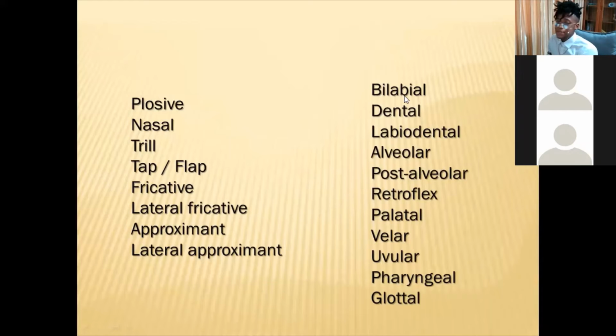Dental, bilabial refers to the lips. Dental refers to the teeth. Labiodental refers to the combination of both the lips and the teeth. Alveolar is a place just behind your upper front teeth. Post-alveolar is a place between the palate and the alveolar.